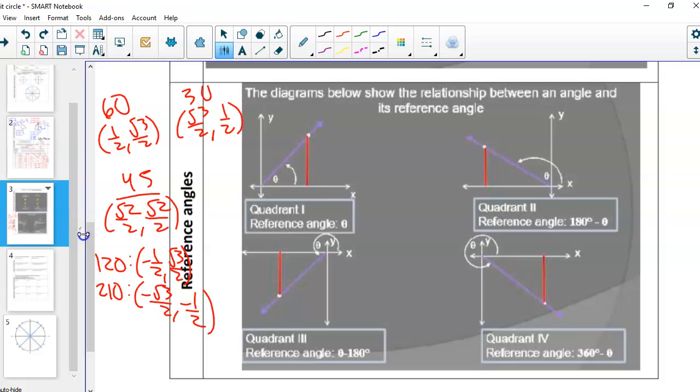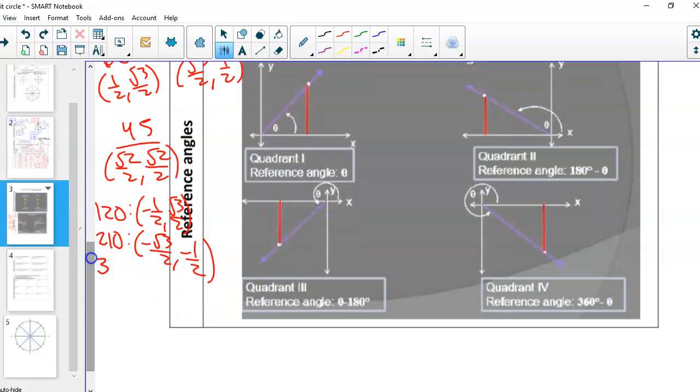Pick an angle in the fourth. One on your unit circle. 315. So 315. 360 minus 315 is 45. So 45 is this. In the fourth quadrant, what's positive? Cosine. So only cosine will be positive and sine will be negative.